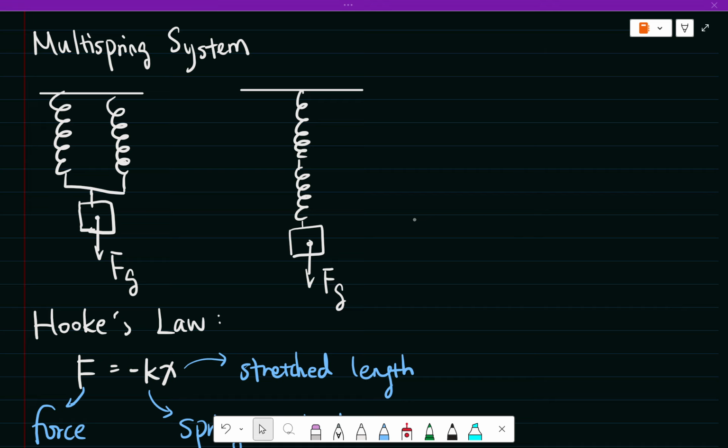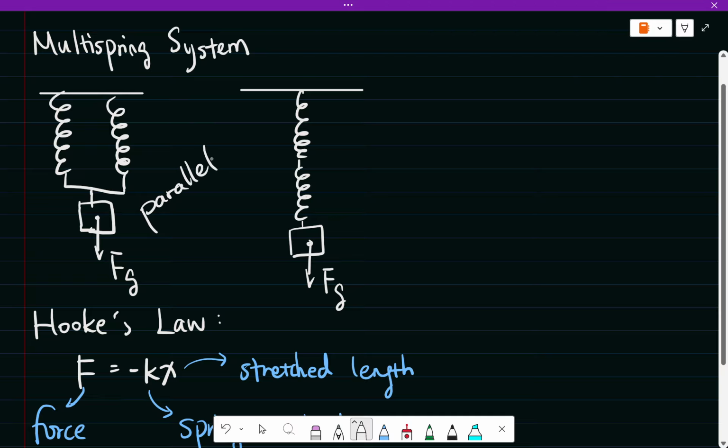Hi everyone, welcome back. In this video, we're going to talk about multi-spring systems. When we talk about multi-spring systems in physics, we usually talk about two different scenarios. The first one, as illustrated on the left side, is called parallel. The two springs are arranged in a parallel way, attached to a mass at the bottom.